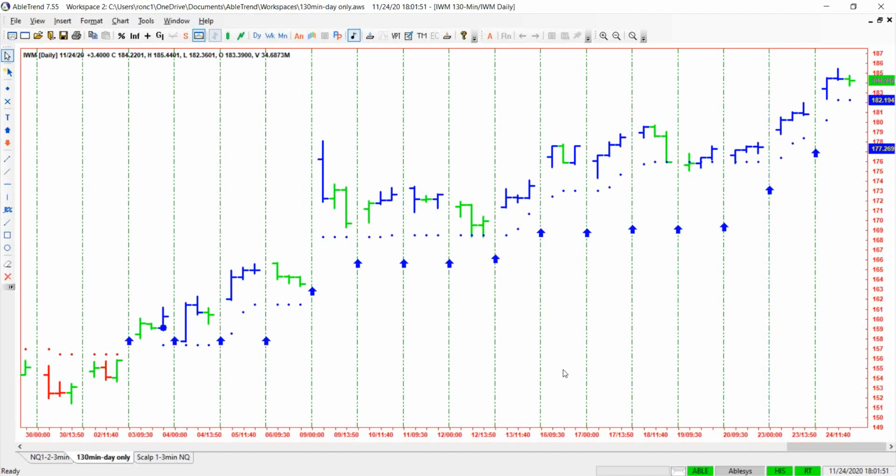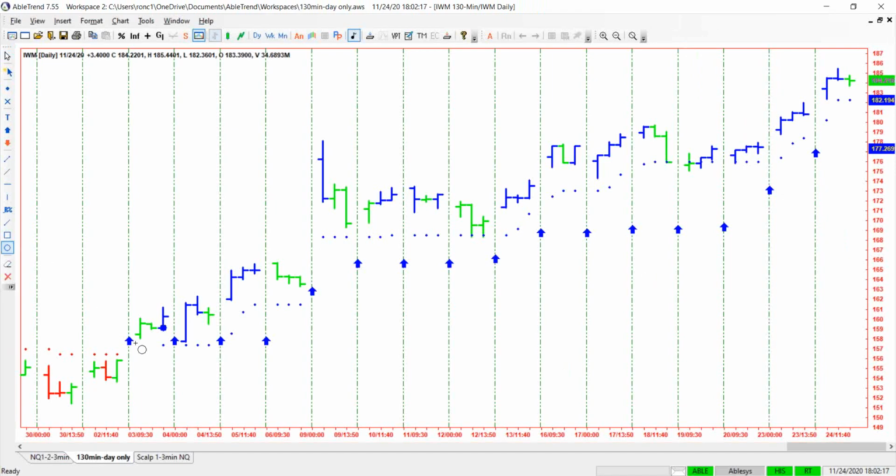And this is Able trend right here. I'm going to take a look at a swing trading stock chart first. 130-minute daily combination is a really good combination for swing trading, whether you like to do shares or options, that part's up to you. But I think you'll find this chart a really good chart. It's really been super helpful for everyone for many years.